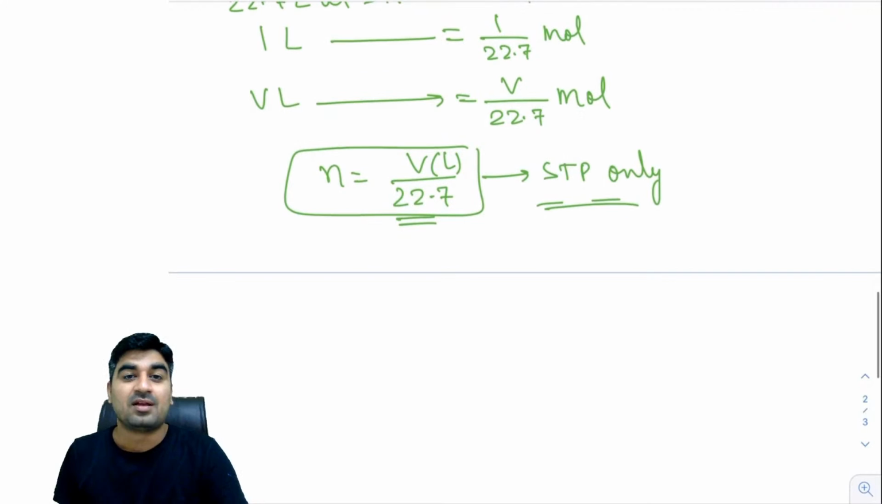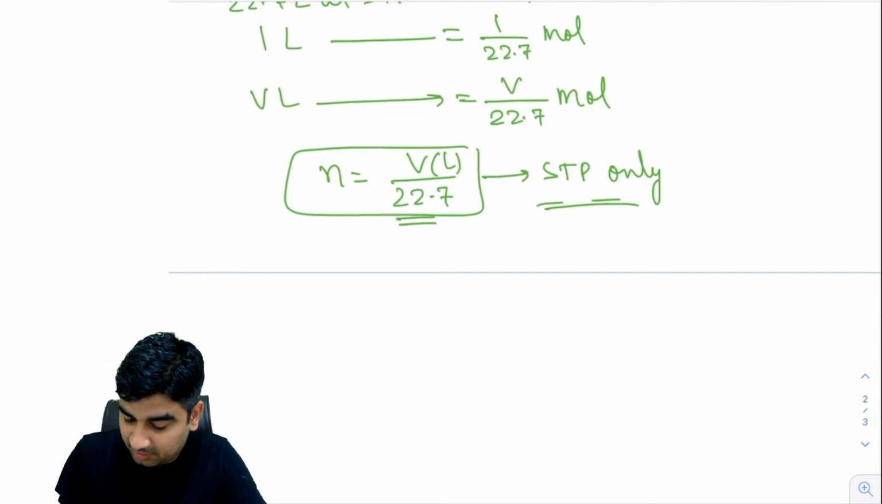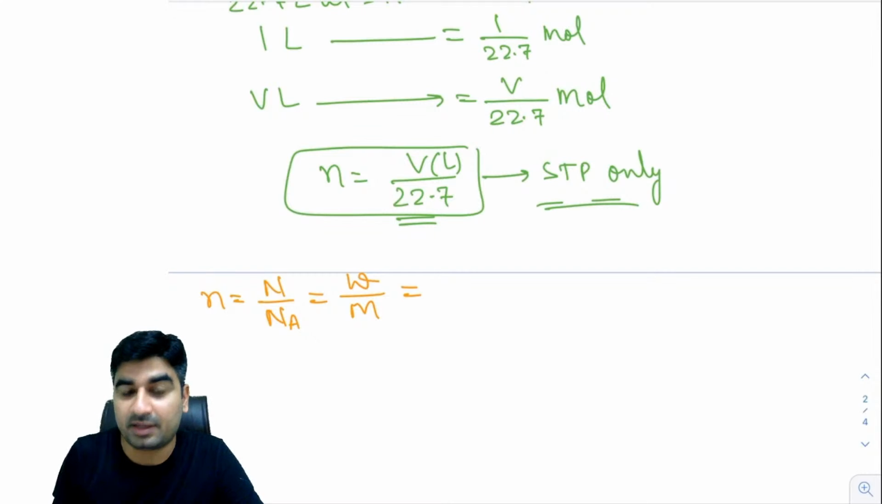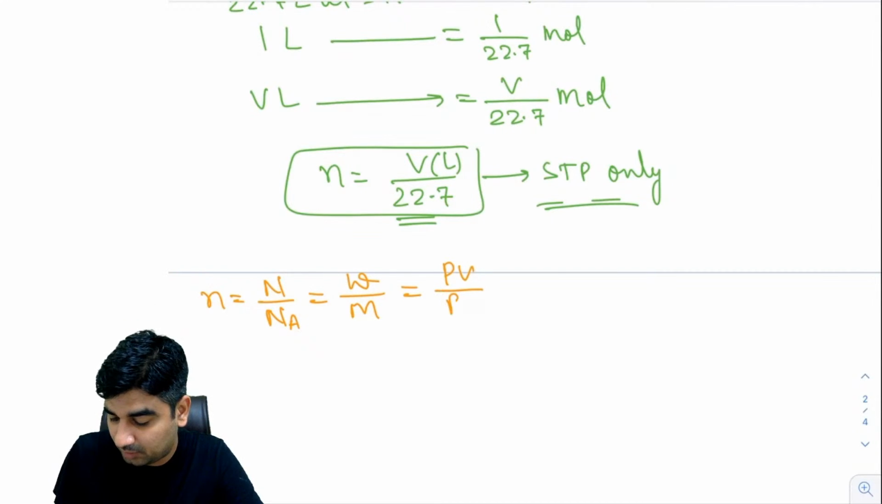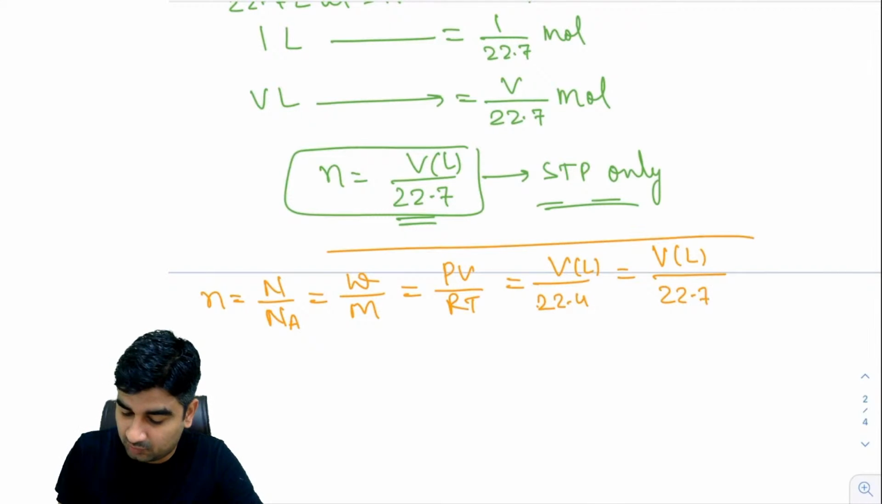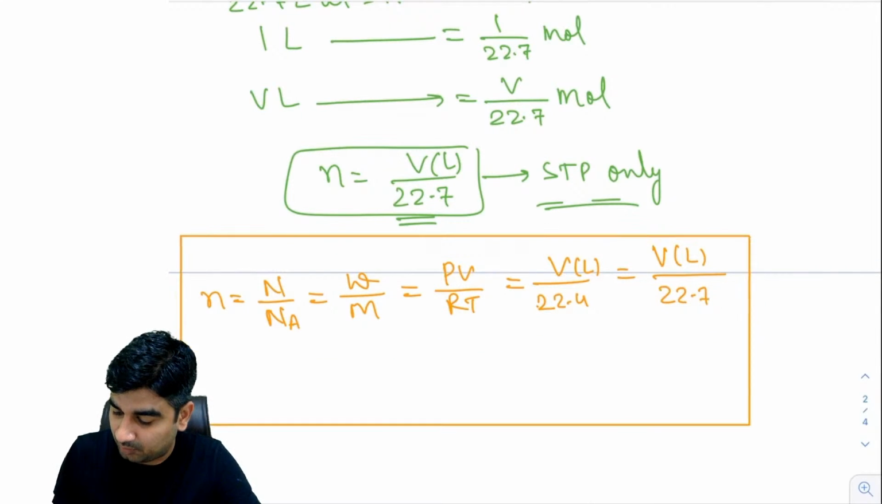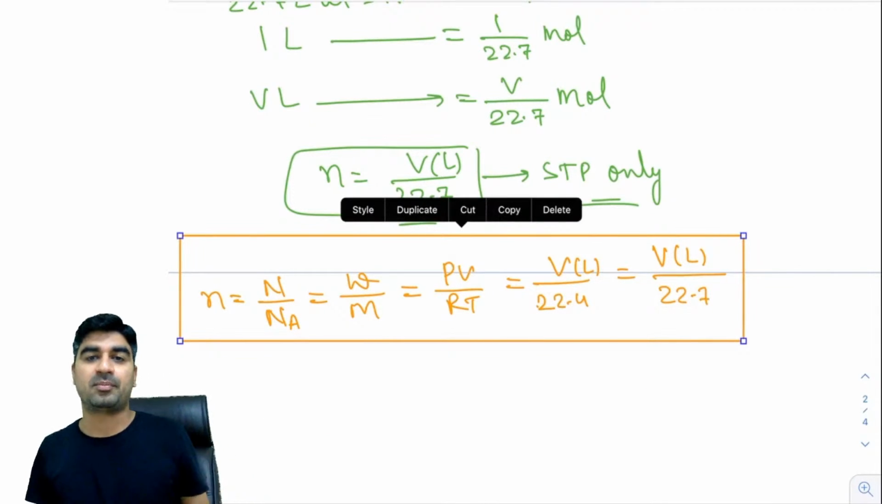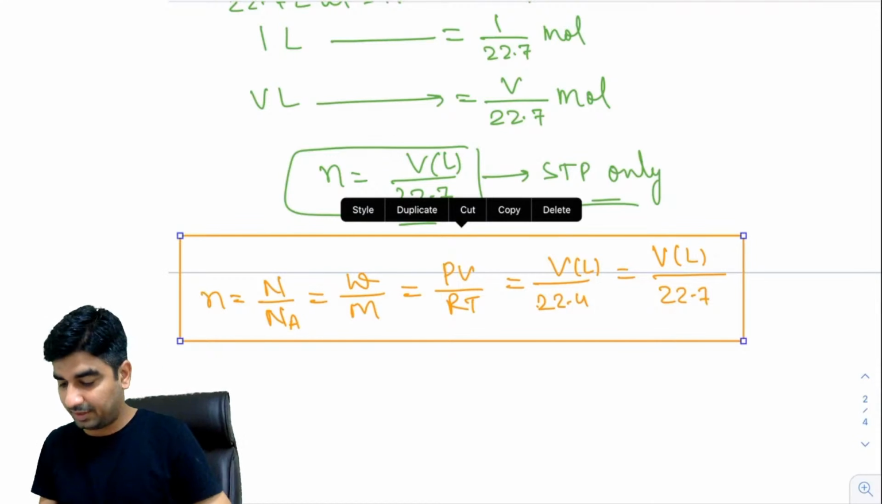So now we have done mole calculation and there are many formulas now. N upon Na, W upon M, and there is one more, PV upon RT. There is one 22.4 in liter, 22.7. We can calculate mole using these formulas, right?